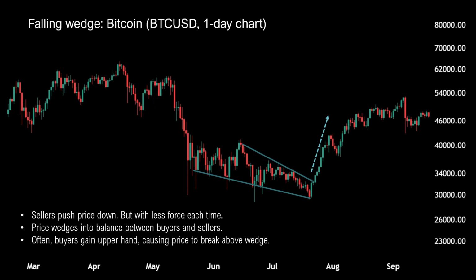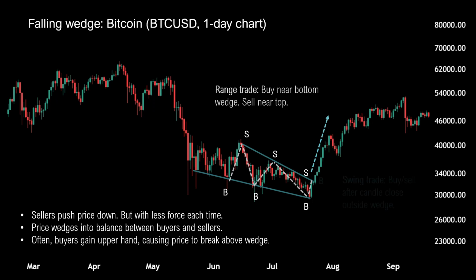Now, as with all patterns we will cover in this video, there are two ways to trade them. The first is the range trade. Here, you would buy near the bottom of the wedge and sell or short near the top of the wedge. If the pattern is clearly established, this can be a good strategy to trade while the price is compressing into the pattern. Then there's the swing trade.